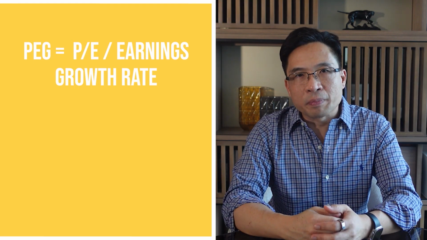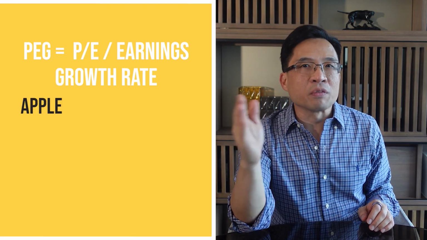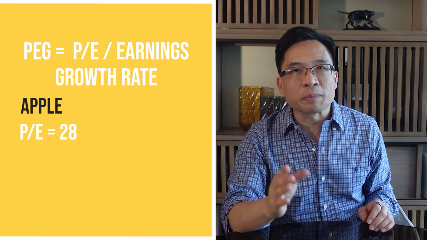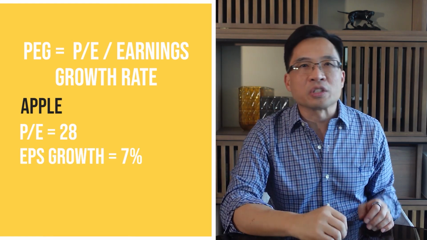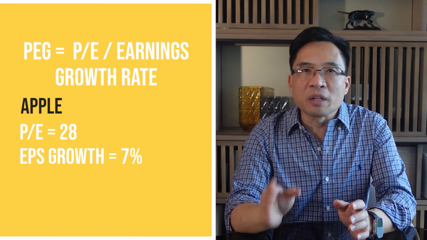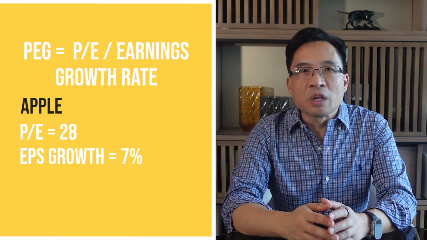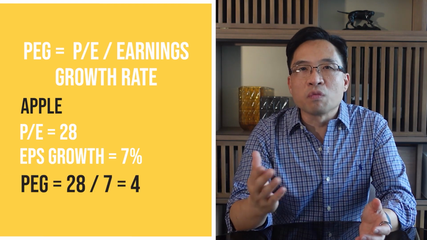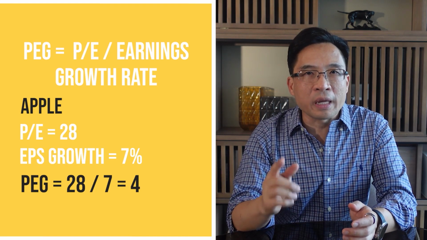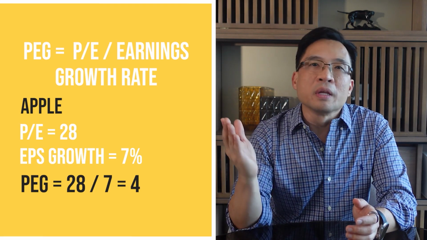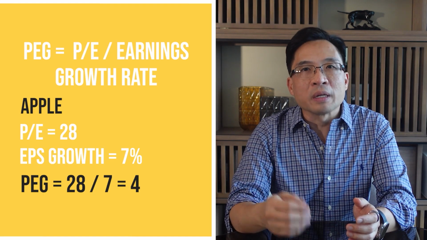Let's look at an example. Say that Apple has a PE of 28 and its earnings are expected to grow 7% next year. Then, by plugging in the numbers of Apple into the formula, we see that Apple has a PEG of 4. That is, PEG equals 28, which is the PE ratio of Apple, divided by 7, which is the growth rate, equals 4.